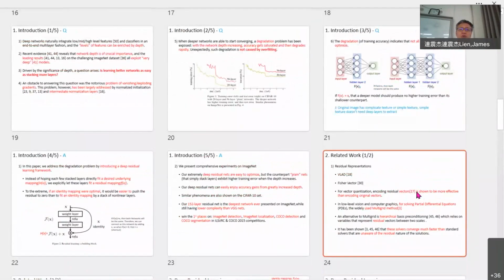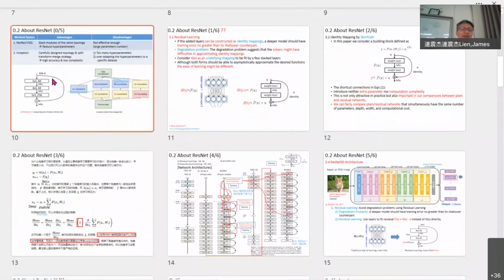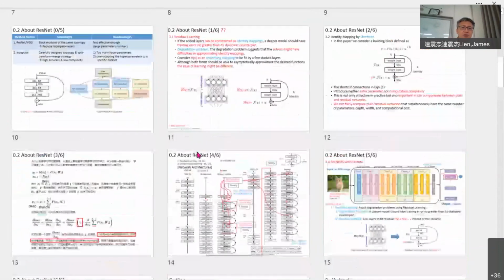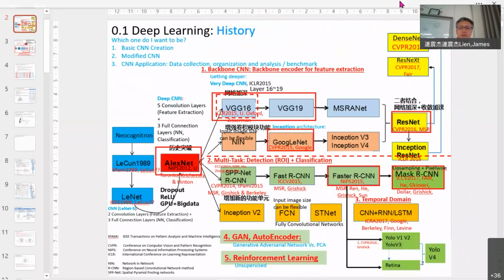I say again. One is this identity, but identity consists of one important thing, the 1x1 filter. So we start to talk about ResNet here.